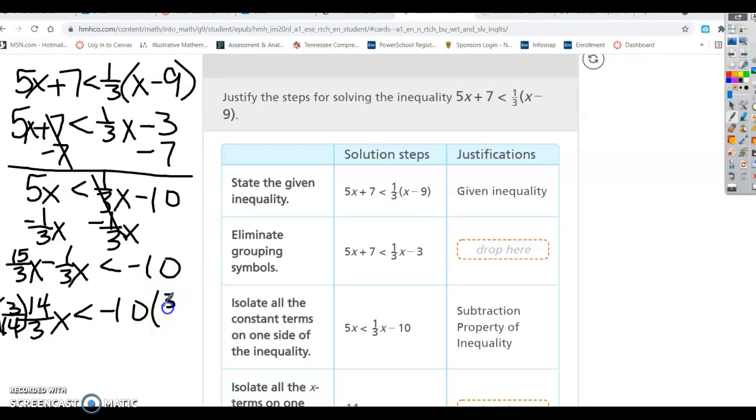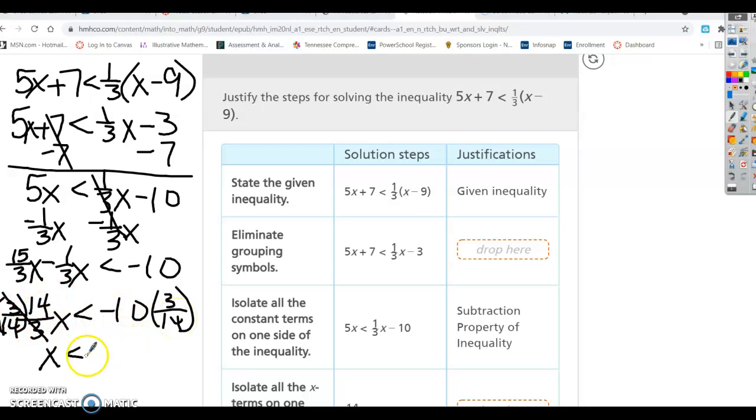I'm going to do the same thing on both sides of my inequality. But the goal is to make this a 1. And if I multiply by the reciprocal, 3 times 14 divided by 14 times 3 is still going to be 1. So that's just easier than trying to divide a fraction by a fraction, which you're going to have to go through this process anyways.